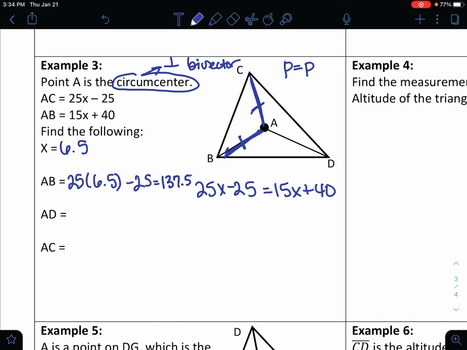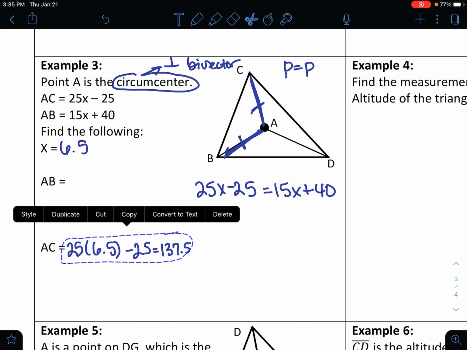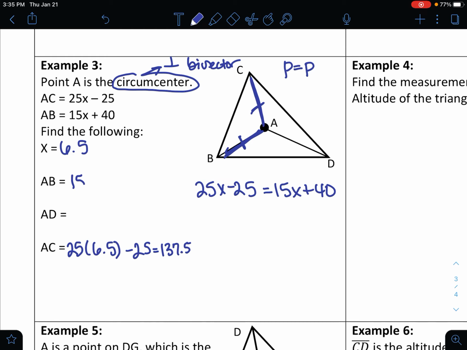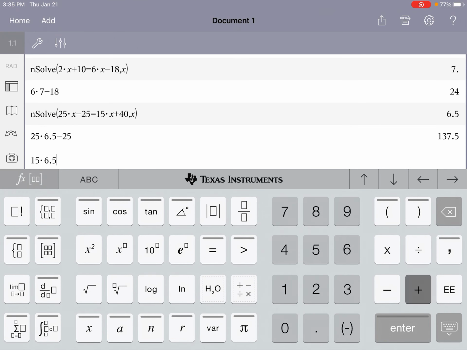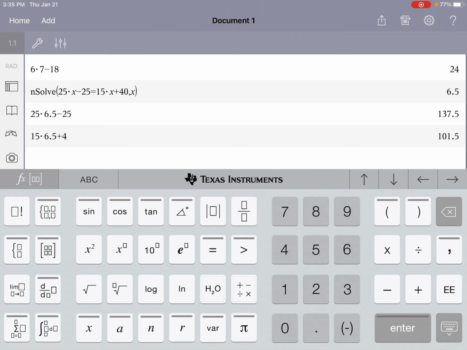And for AD should be the same, but let me check to make sure I did it correctly first by doing this one. Oops, did I put this in the wrong spot? I surely did. Sorry about that. I just went on autopilot. So this is actually AC, my bad, guys. 25x minus 25 was AC. AB was 15x plus 40. And that's a 101.5.